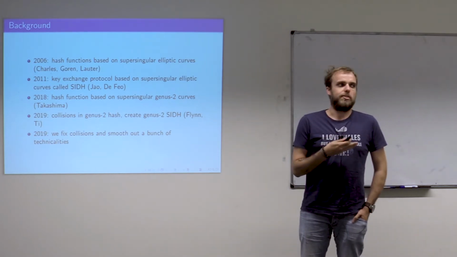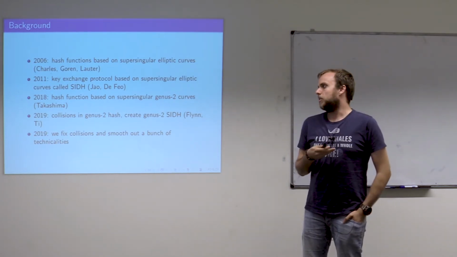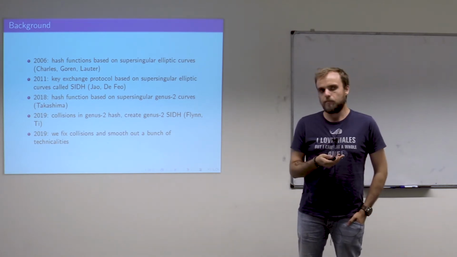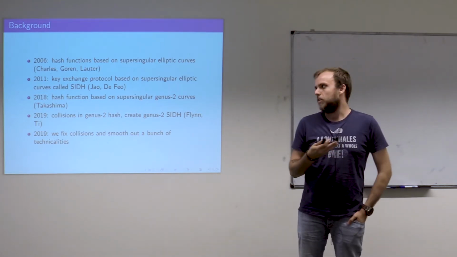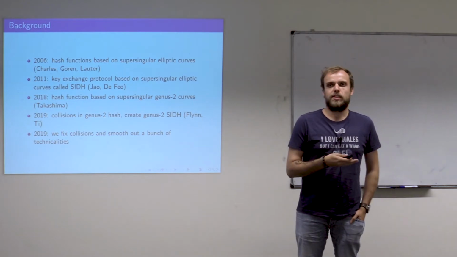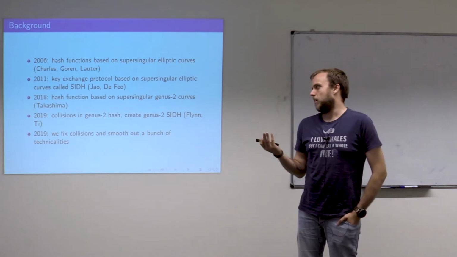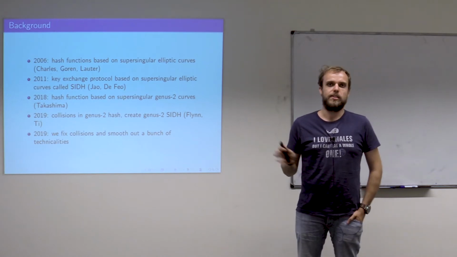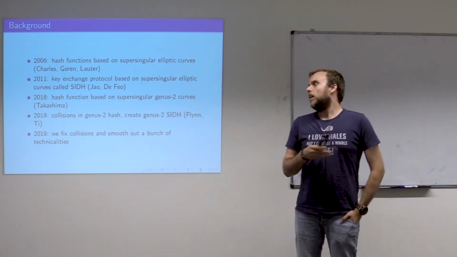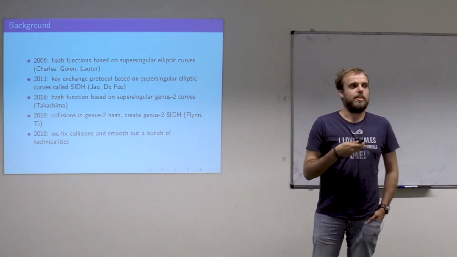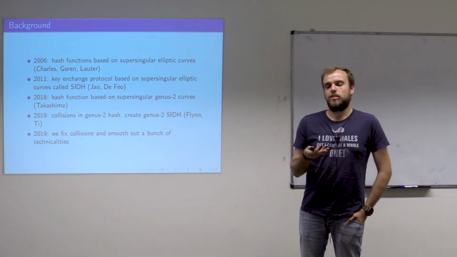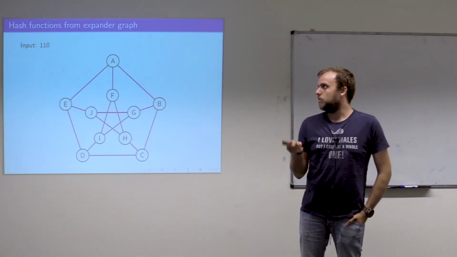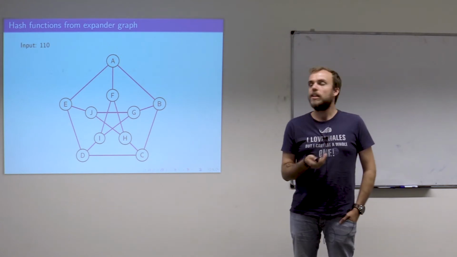But then very early this year in 2019, it was discovered that there were a lot of collisions in the genus 2 hash function, which were kind of easy to spot, also to fix and avoid these collisions. And we also smoothed out a bunch of technicalities. I will not go over all of them in detail because they're very mathematical. However, all of these constructions have a graph as an underlying image that you can have in mind, which is very easy, so you can use pictures.